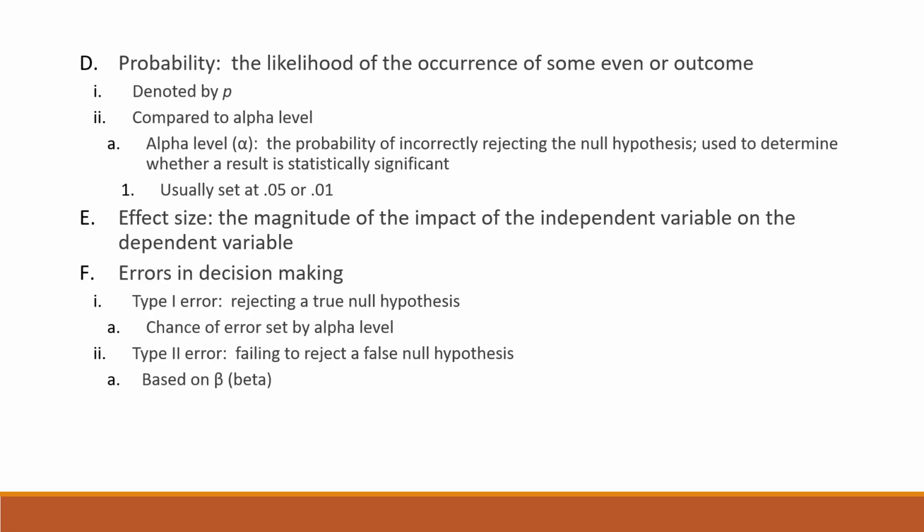Type 2 error is failing to reject a null hypothesis. We are saying that there is no effect when there actually is. Type 2 error is based on beta, which is the power of your study, and we'll talk more about that at a later time. You can think of type 1 error as a fire alarm going off when there isn't actually a fire, whereas type 2 error is when no fire alarm is going off when there should be.